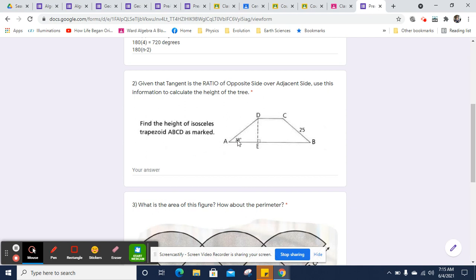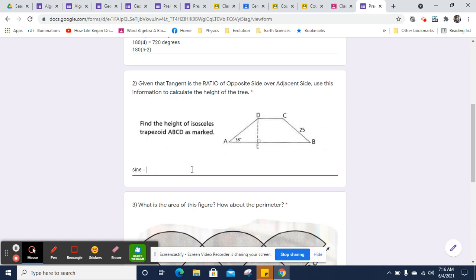Okay, so we have 38 degrees. It's an isosceles trapezoid, which means these two legs have to be the same, which means this is 25. Okay, so we're not going to be using the tangent. Again, I have to correct that. But we are going to use, if we want the height for 38 degrees, that's opposite, and we have the hypotenuse, which is 25. So we're going to use sine, because sine equals opposite over hypotenuse.